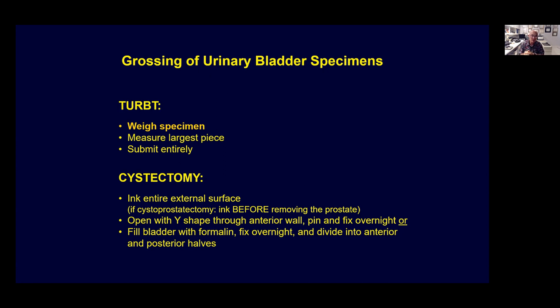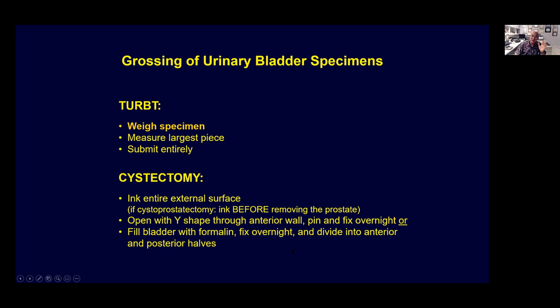And then when we go into the cystectomy, we just do the inking. And remember always, when you do inking of any kind of specimen, you have to do it in the way that it comes to the table in the bucket. You never remove any piece of tissue before you ink it. You have to do the inking first, and then you remove the prostate, for example, or any other piece that you need to remove for the dissection. And then we open the specimens through a Y shape through the anterior wall.